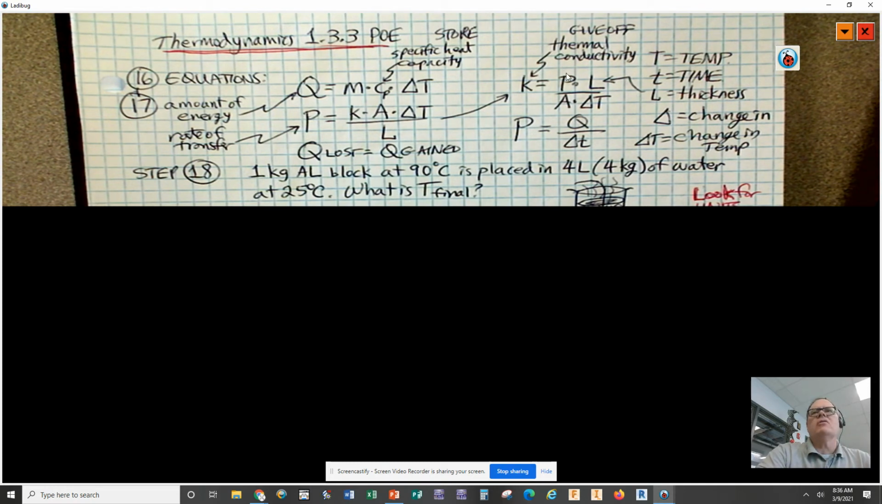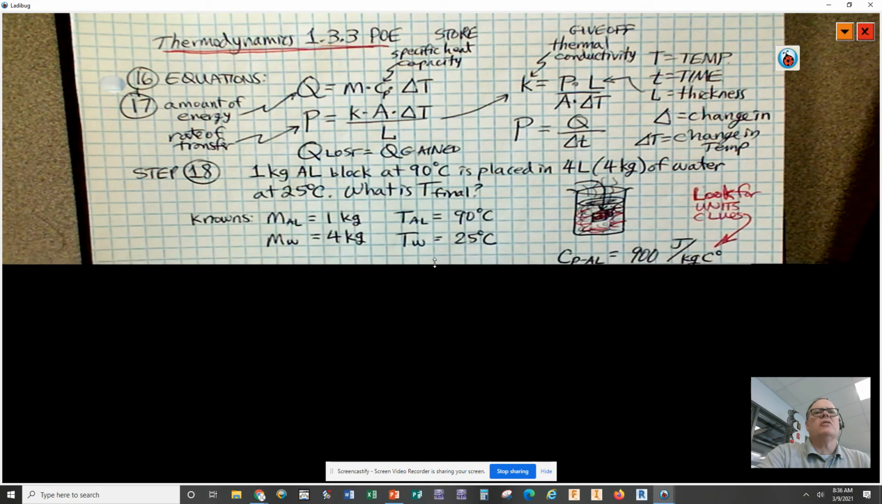So I just rewrote all these formulas up here at the top that you just saw in slides 16 and 17. And then we're going to look here at the process, okay? Let's start out by listing all of our known values. We know the mass of the aluminum is 1 kilogram. We know the mass of the water is 4 kilograms. We know the temperature of the aluminum is 90 degrees Celsius, and we know the temperature of the water is 25 degrees Celsius. So we're going to drop that hot metal in the water and make it sizzle, right?